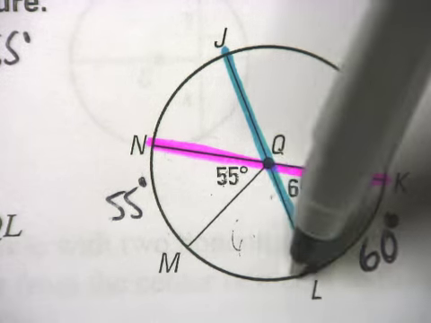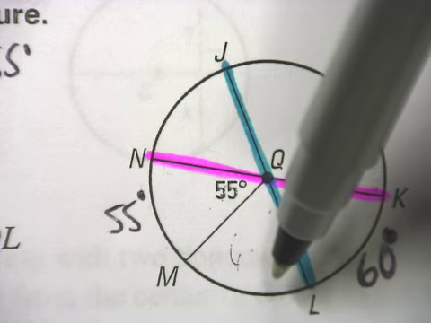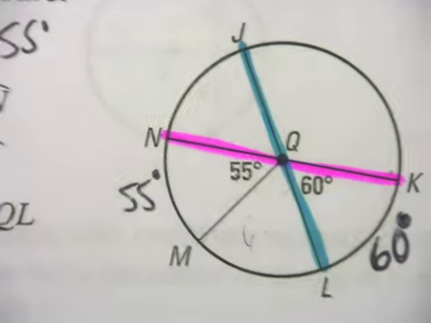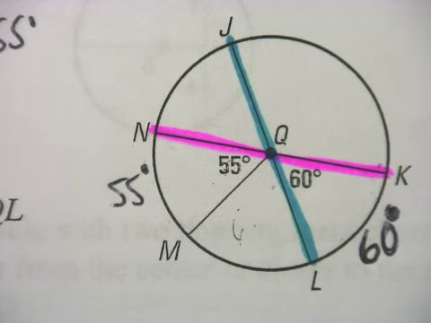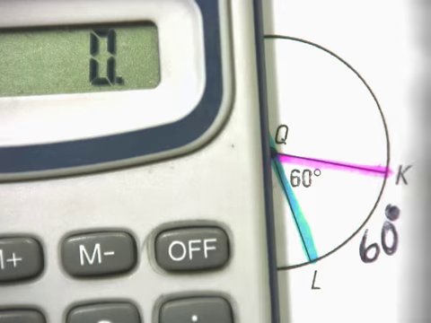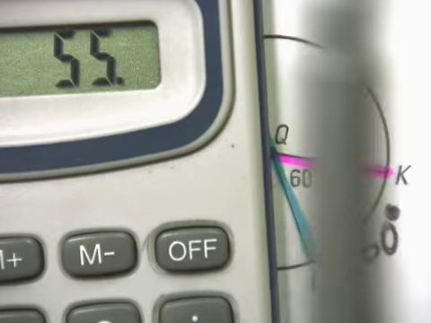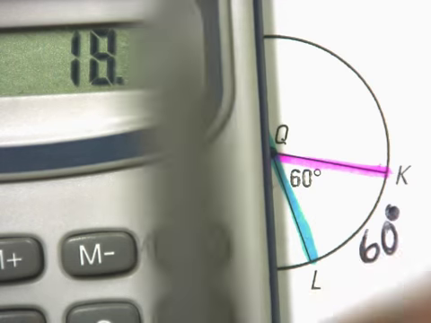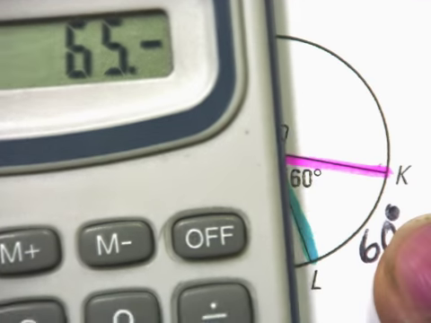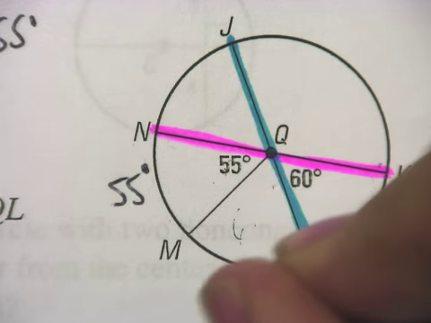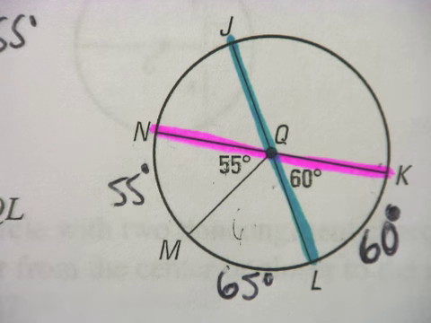Well, I know that this one is 55, and I know that this one is 60. How am I going to find this missing arc right here? Well, if you said add these two together and subtract from 180, you're absolutely correct. So let's add those arcs together and subtract them from 180. 55 plus 60 degrees gives me a total of 115. I've used up 115 degrees so far. And that means that I'm missing 65 degrees to make a total of 180.